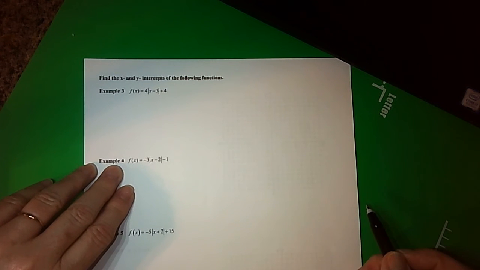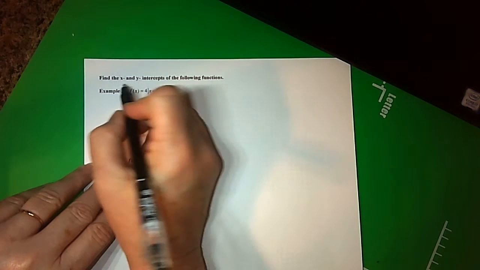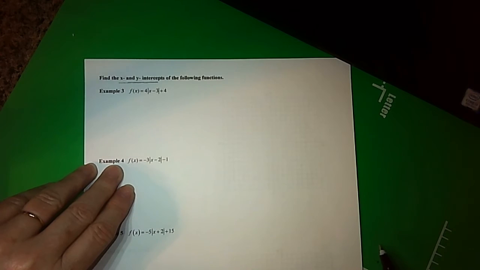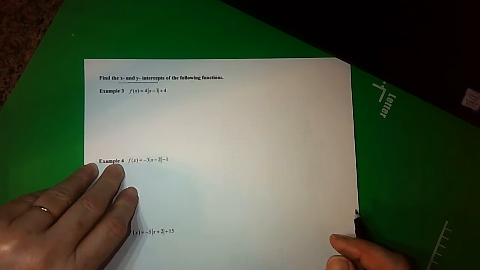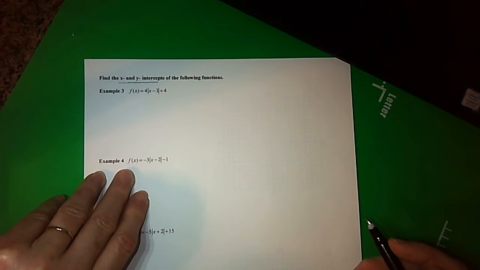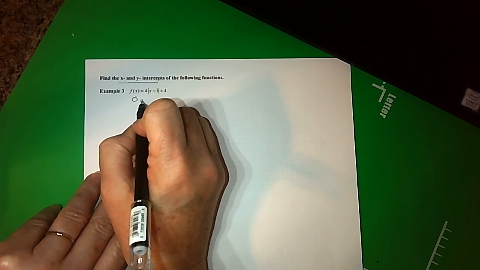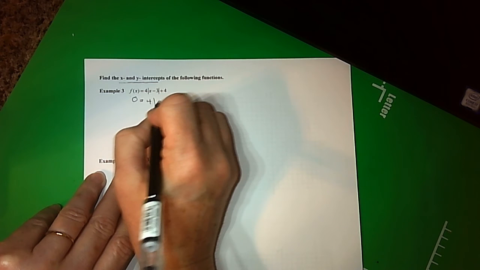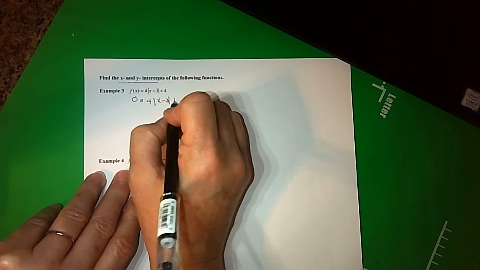Okay, so we're going to work the rest of this worksheet, or the next part of this worksheet, which is still the absolute values, the absolute value functions. We're still finding the x and y intercepts of the following function. So this is part 2. Part 1 was the beginning of this. So even though it's f of x, I'm going to change f of x to 0, and then I'm going to have 4 times the absolute value of x minus 3 plus 4.